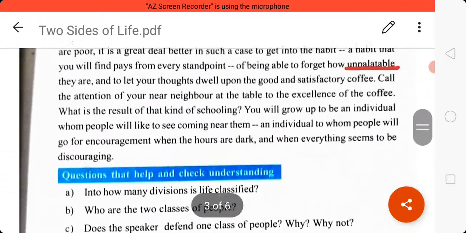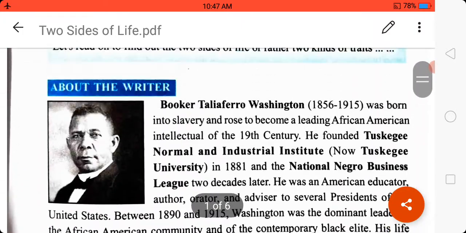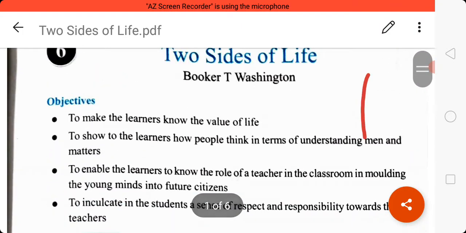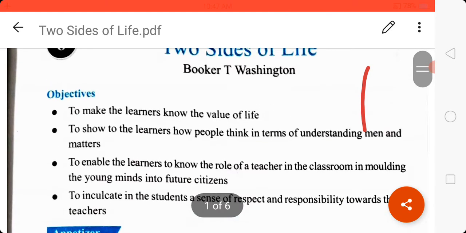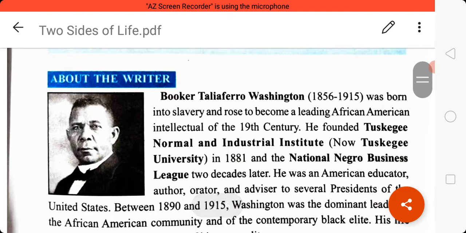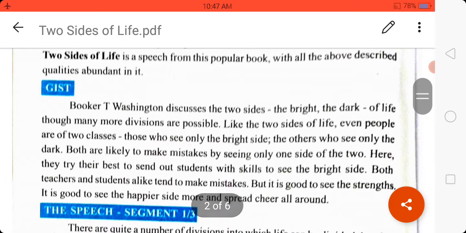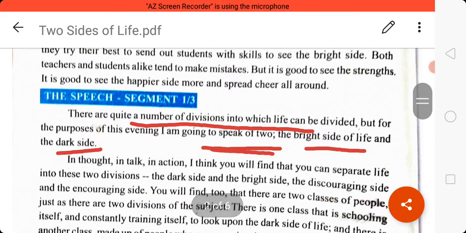Just go through this lesson once again, the meanings as well, okay, and the objectives. First go through the objectives, go through the writer, and go through these 3 segments of speech, right? Thank you, children.